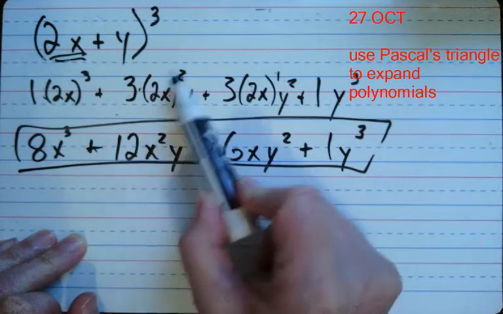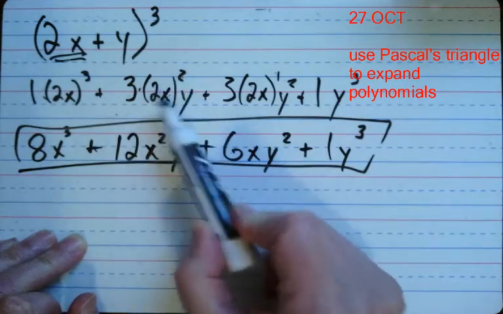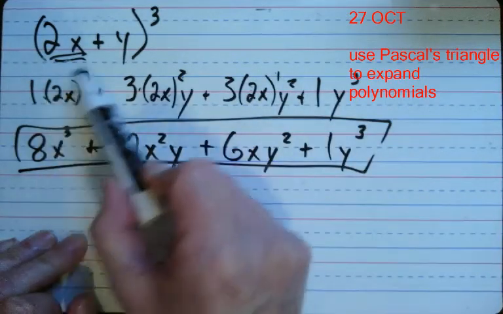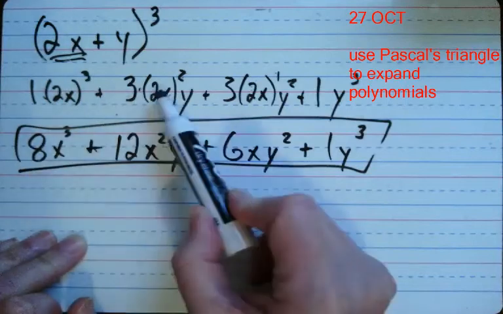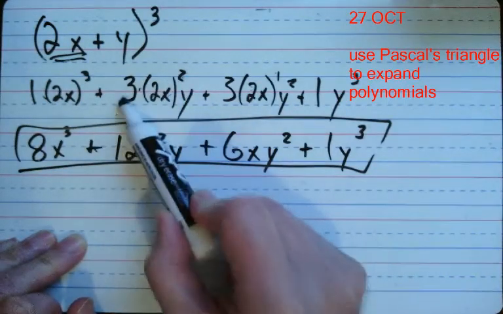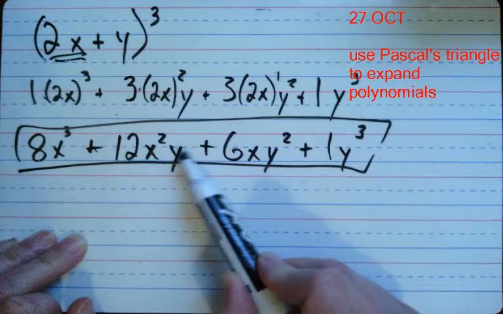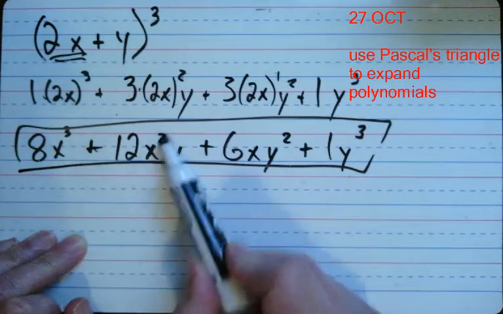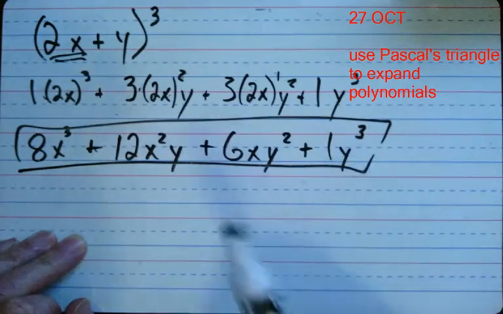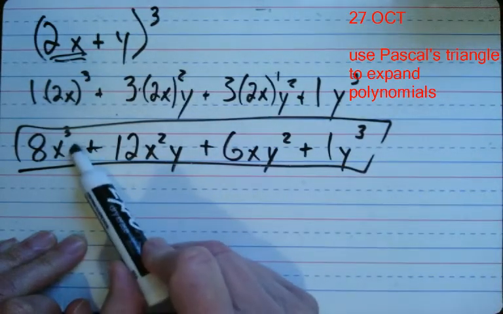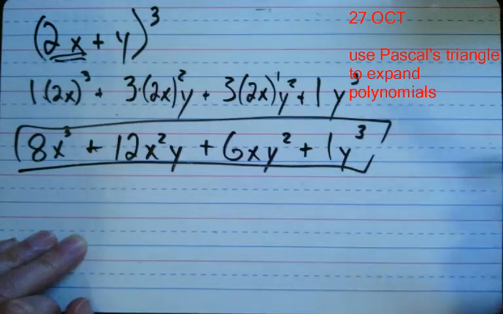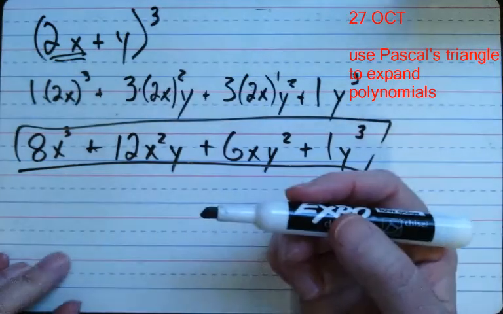This has to be to the second power. This is to the first power. Now here we go. 2 to the third power is 8. 2 squared is 4, times 3 is 12. The powers still stay like they are. The x's have to go x3, x2, x1, no x's. Then there's no y's, y1, y2, y3. Just like we did yesterday. Very, very similar.